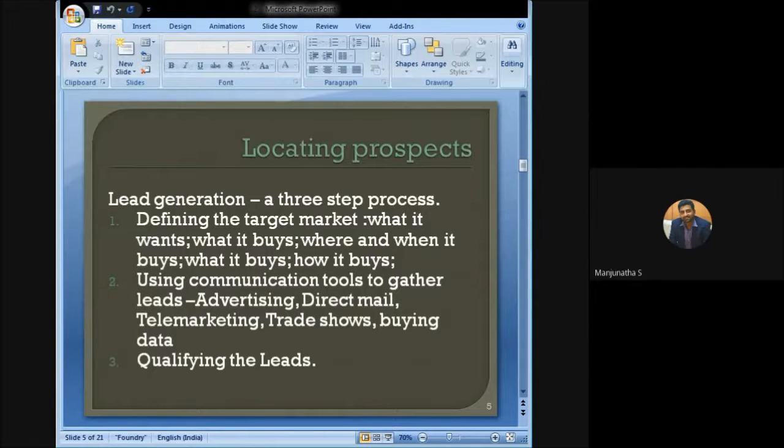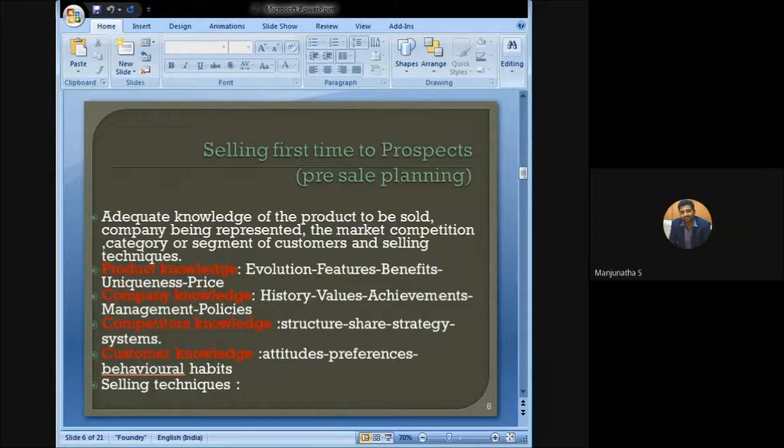Then moving to the next one, that is selling first time to the prospect, pre-sales planning. How to make a first-time sale to the prospect? We need to make the pre-sales planning. Here we need adequate knowledge of the product to be sold. We have to generate knowledge, or create knowledge, for the customers. We also need to know the company being represented, the market competition, the category or segment of the customer, and the selling techniques.